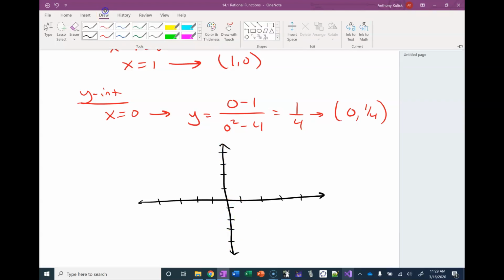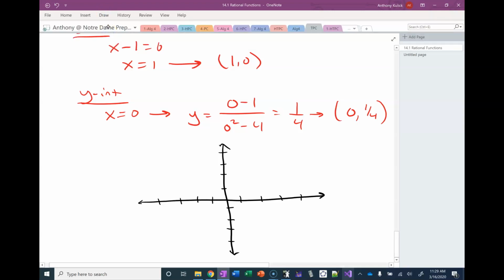Okay, so the first thing I'm going to do is draw in my asymptotes and end behaviors. So I have a vertical asymptote there at x equals negative 2, and another one here at x equals positive 2. And then I have a horizontal one here at y equals 0. I have the point (1, 0), and I have the point (0, 0.25).